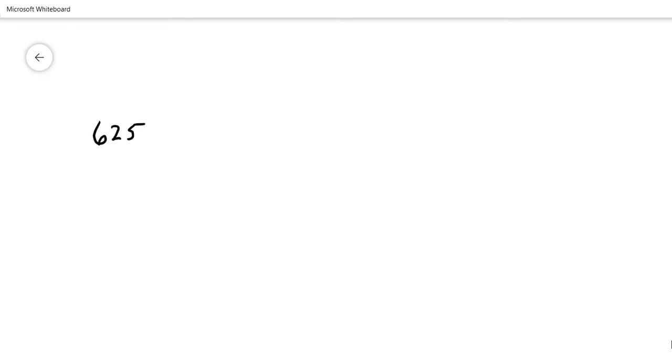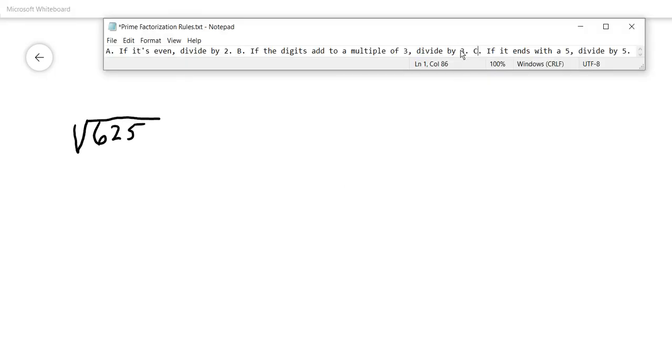Okay, now, rule A, if it's even, divide by 2. It's not even. Can't divide by 2. Rule B, if the digits add to a multiple of 3, divide by 3, well, 6 plus 2 is 8. 8 plus 5 is 13. 13 is not a multiple of 3. So we cannot divide this by 3. But that last rule, if it ends in 5, divide by 5. Let me bring those rules up again. There we are. Ends with 5, divide by 5. Let's go ahead and divide this bad boy by 5.